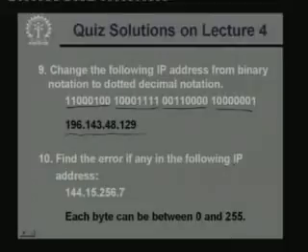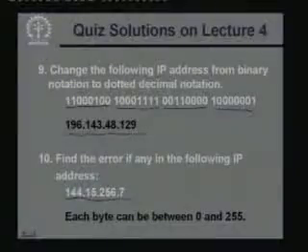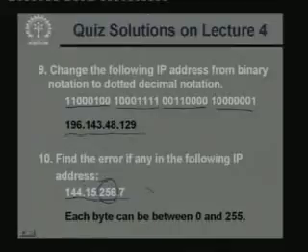Find the error in the following IP address. Well, these decimal numbers correspond to 8-bit binary strings. Now, an 8-bit binary number can have an unsigned value from 0 to 255. Now, this IP address notation has a number 256, which is invalid. So, this is not a valid IP address.